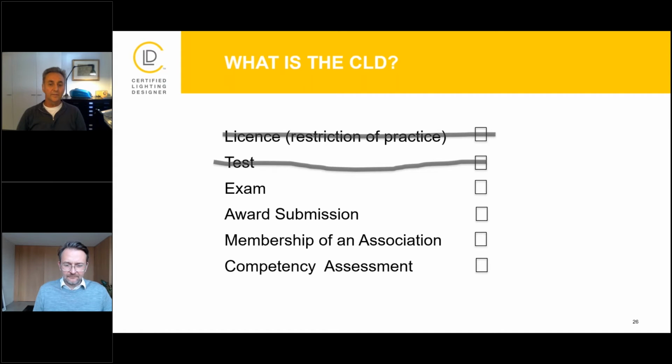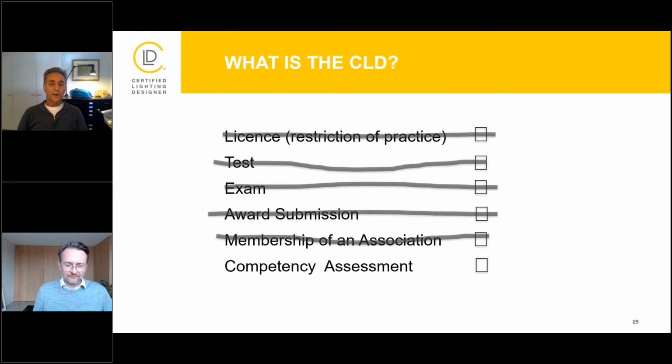It's not a test. CLD is not a test. There's nothing to revise for. And similarly, it's not an exam. It most certainly is not an award submission. Many people, a good many people, have said that they'll apply when they've got enough award-winning projects. That's completely irrelevant for a CLD application.